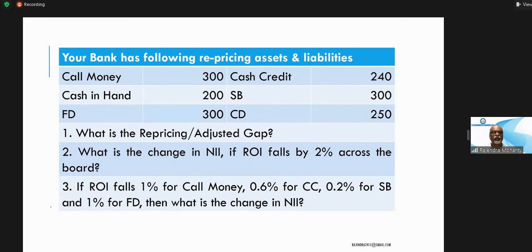Now, can you do this exercise? Here it is given: call money given by the bank 300, cash credit 240, cash in hand 200, savings bank account 300, FD 300, current deposit 250. So first you find the repricing gap, which is also called the adjusted gap. What is the repricing gap or adjusted gap?